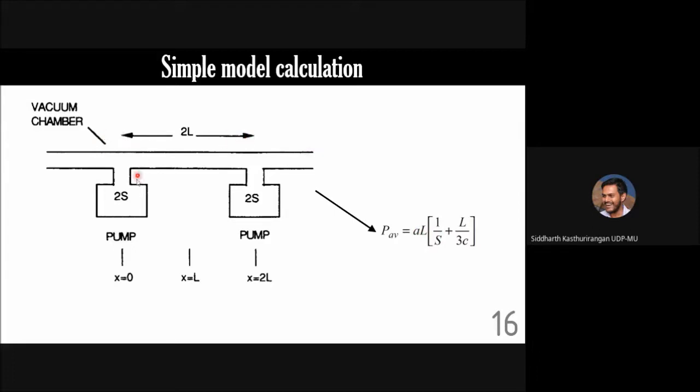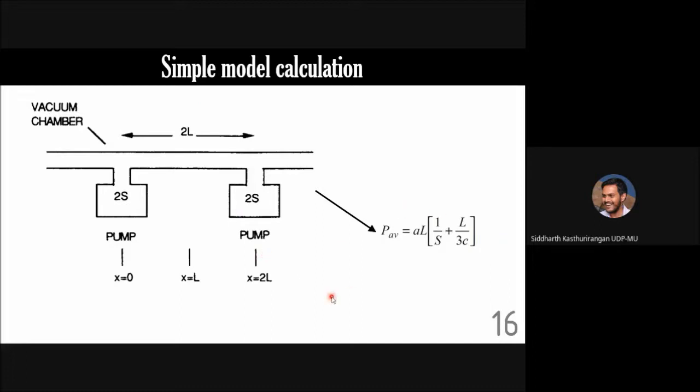You cannot randomly place them very close or something. So the conductance and the length are fixed by the geometry of the accelerator. The average pressure is fixed by the physics of the accelerator, and the pumping speed can then be calculated on the basis of these quantities.